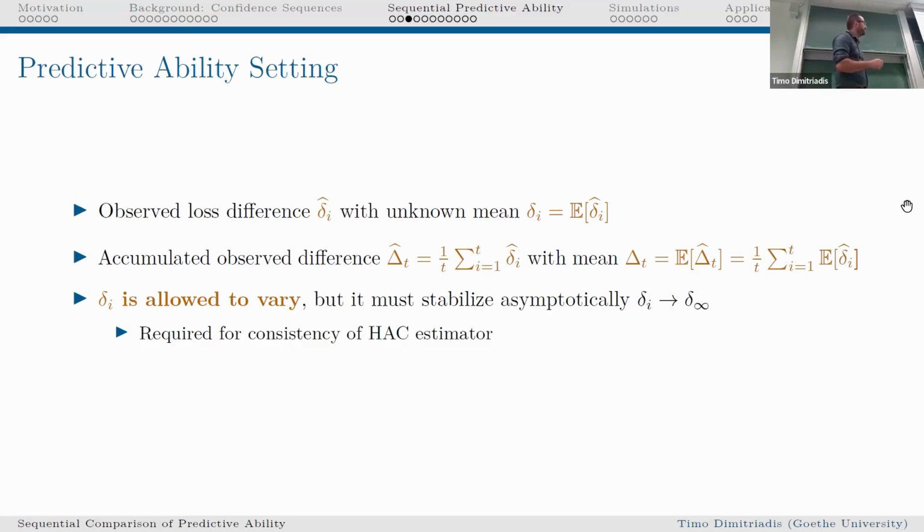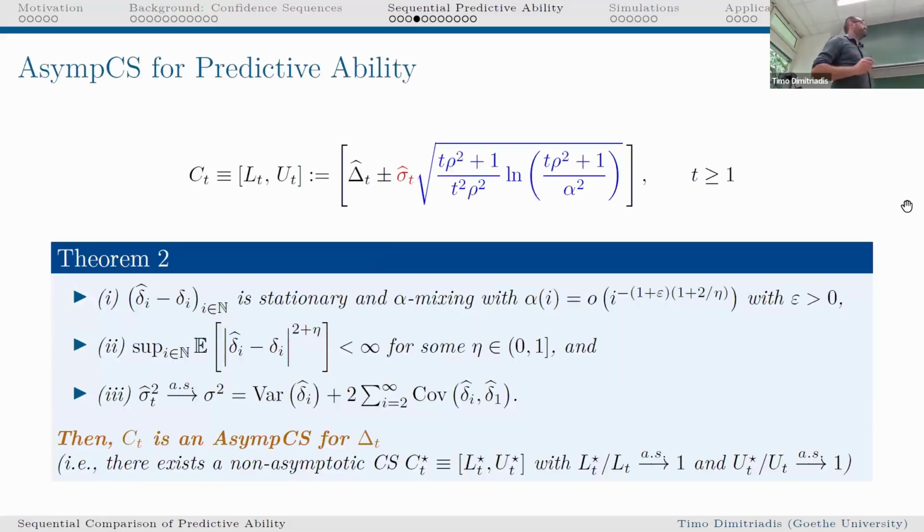However, at least now we can allow this delta_i to vary, but it must stabilize asymptotically. But the reason we need that is only for the HAC estimator. So we have ideas how this could be done a bit more general by using a different variance estimator, but more later on. Now, I show you again our asymptotic confidence sequence. That C_t is the running mean plus the variance estimator times that bound of the Wiener process we have discussed already with that rho. And now for any rho, you can show that this is an asymptotic confidence sequence.